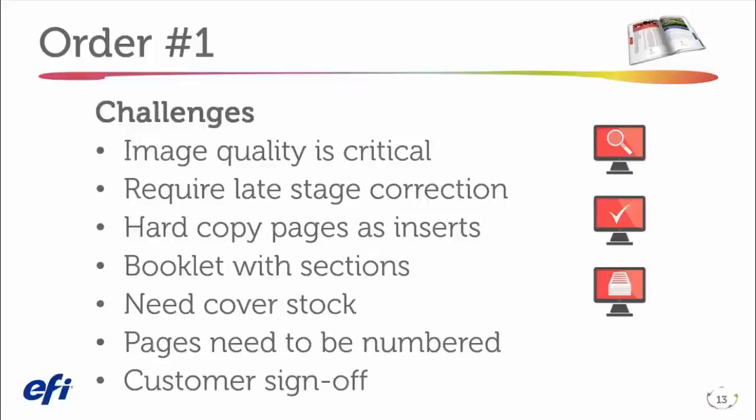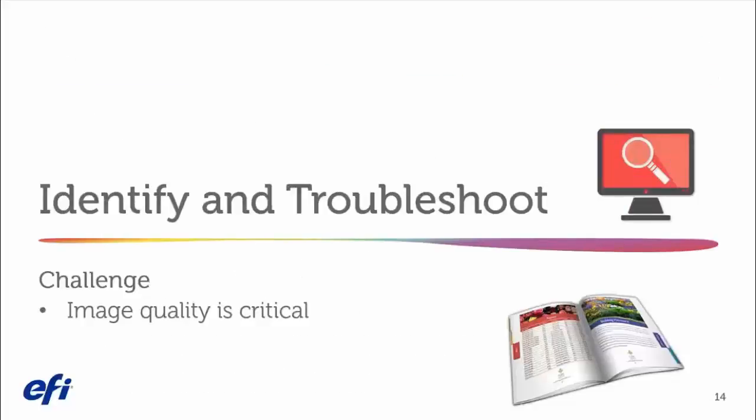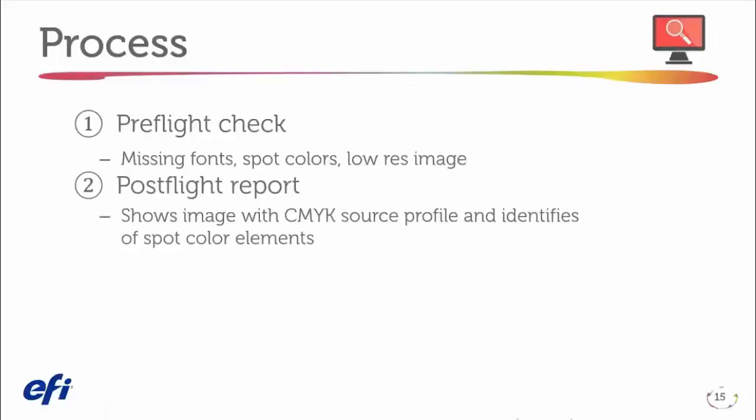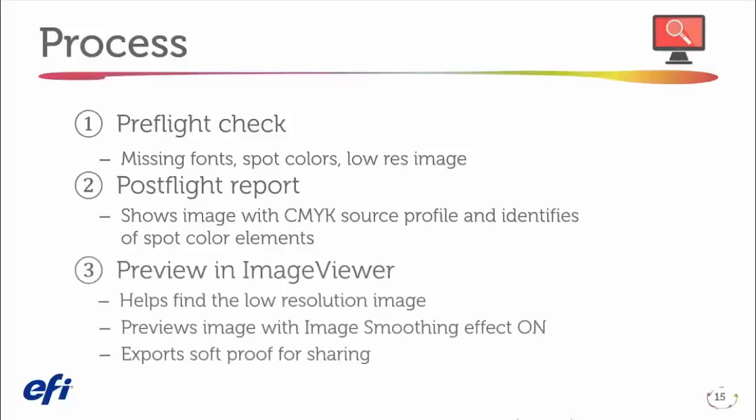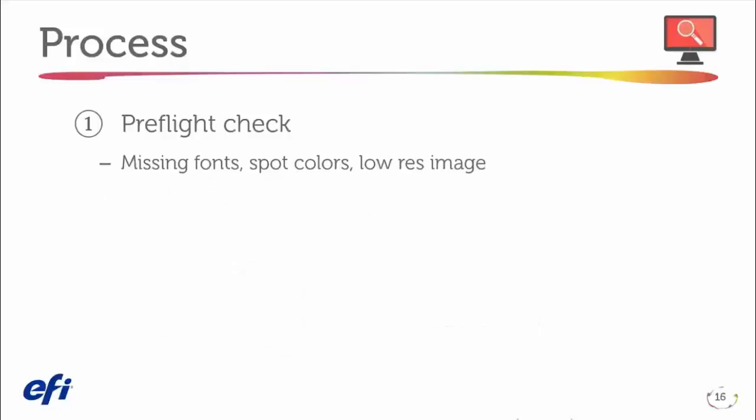All right, so let's go ahead and start with our first step. We're going to identify and troubleshoot. We're going to look at making sure that the image quality is maintained. And to do this, we're going to start with a pre-flight check to ensure the highest quality. We're also going to run a post-flight report to make sure that we understand and identify all the color spaces that are used within the document. And then finally, we'll use Fiery Image Viewer to preview the document and to check for any low-resolution images or other issues that we potentially may see before we actually produce the document. And then save this as a soft-proof PDF for our customer approval. So let's start with a pre-flight check before we print the job.